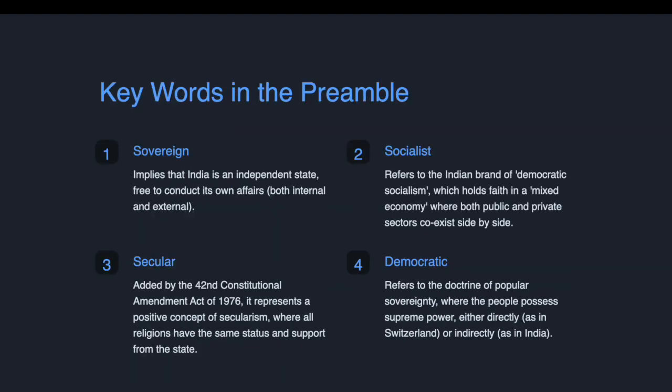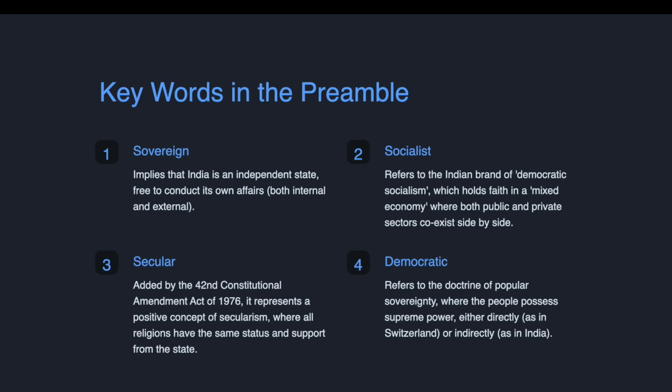Keywords in the preamble we will see. Sovereign implies that India is an independent state, free to conduct its own affairs, both internal and external. Second keyword is socialist. It refers to the Indian brand of democratic socialism, which holds faith in a mixed economy where both public and private sector coexist side by side.